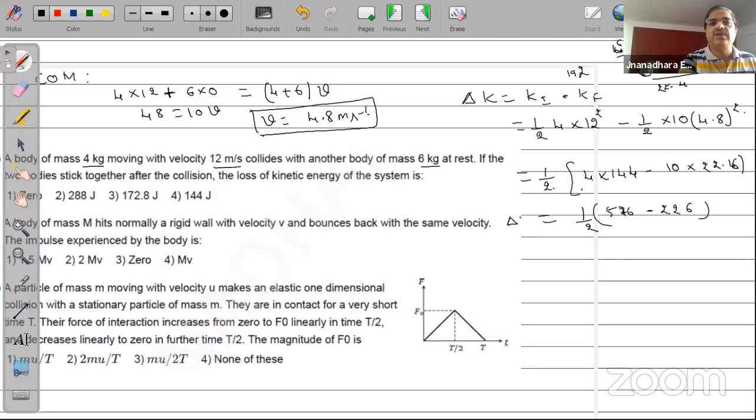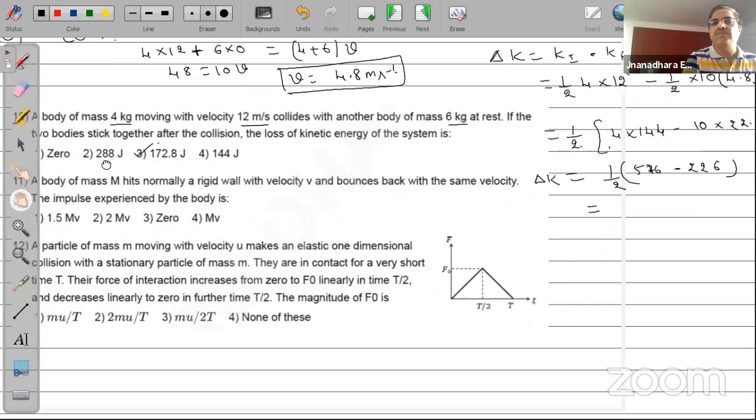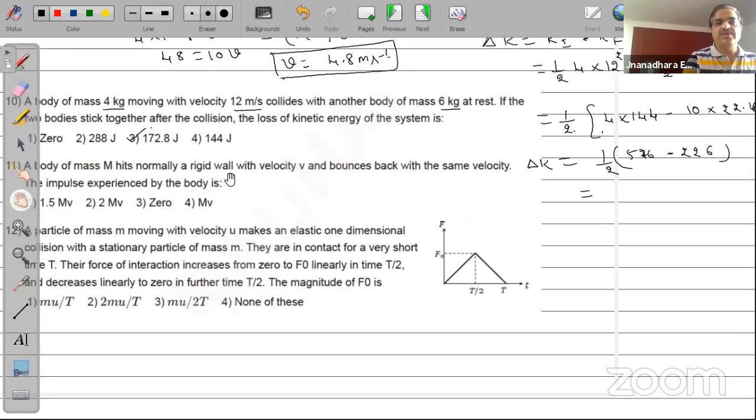So delta K will turn out to be whatever you get this to be here. 172.8. I think roughly around that. I think you can easily see from there itself. I have made some approximations, of course, so that it becomes easy for you to work out.